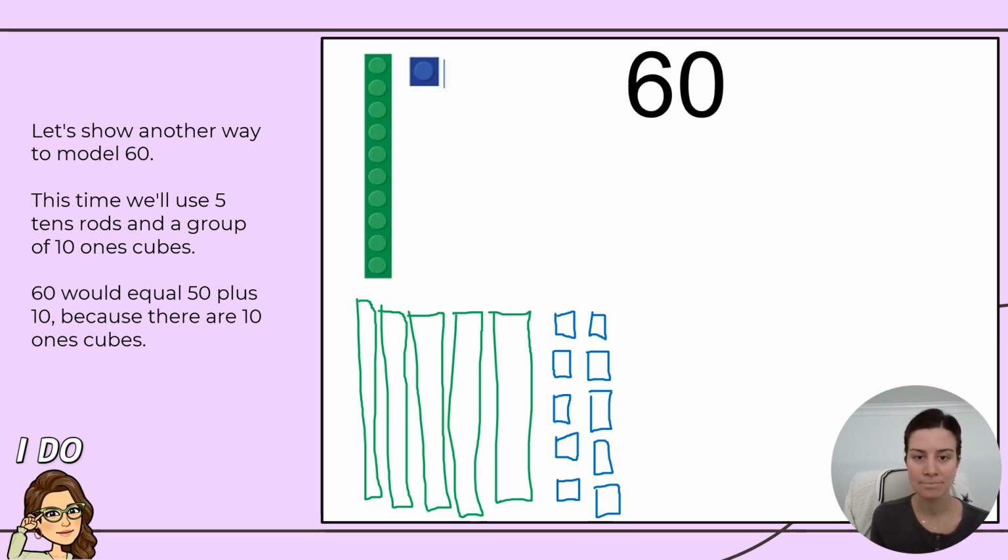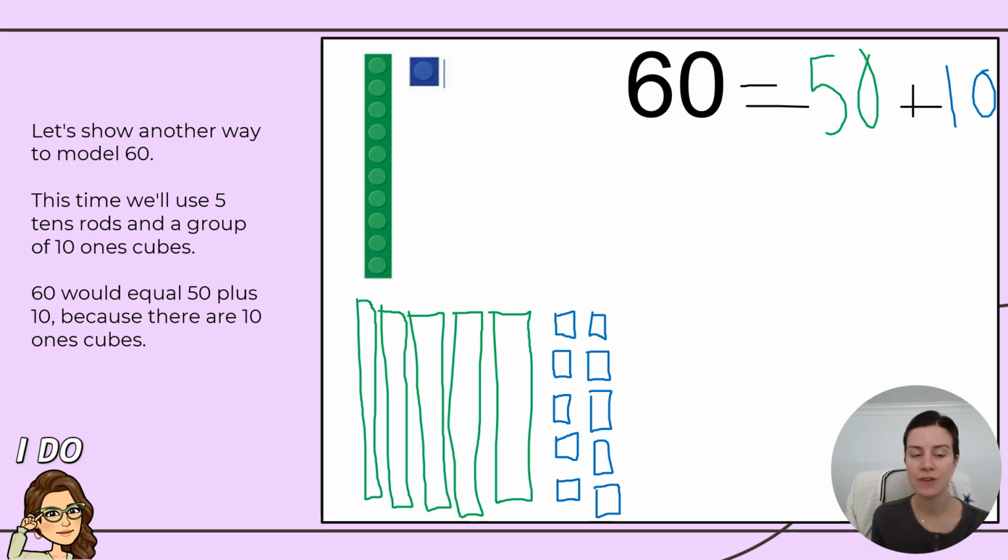60 equals, how many tens do I have drawn here at the bottom? I have 1, 2, 3, 4, 5 tens, which is 50. So 60 is broken up into 50. 60 equals 50 plus, how many ones cubes do I have drawn? 1, 2, 3, 4, 5, 6, 7, 8, 9, 10. 60 equals 50 plus 10.